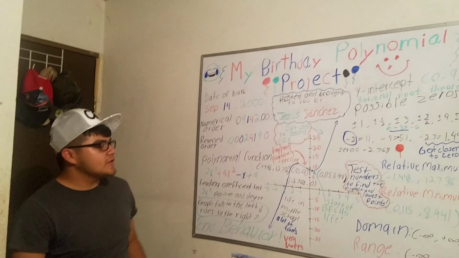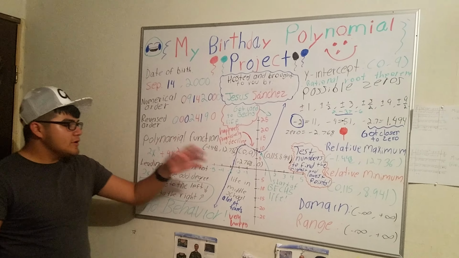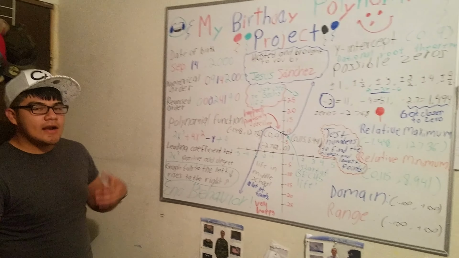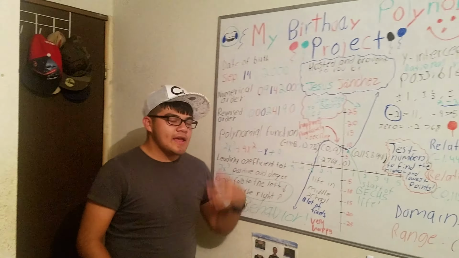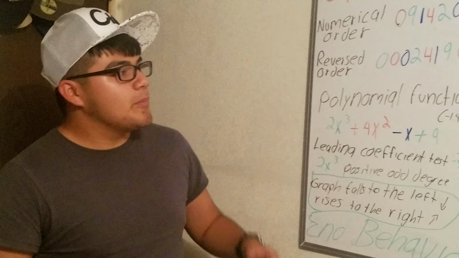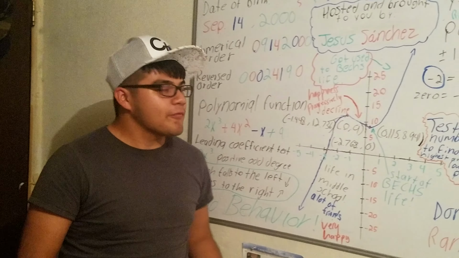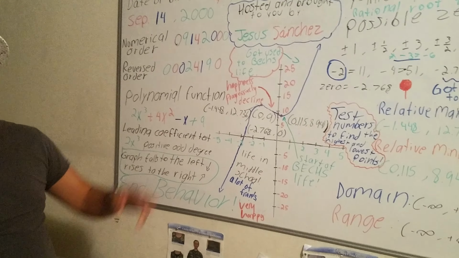Next, we have how this graph represents my life. Well, in middle school, I was very happy because I had a lot of friends. But then that happiness declined a little bit when I entered high school. But then after some time, I started getting more friends and I was happy again.